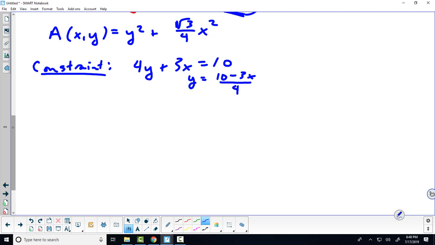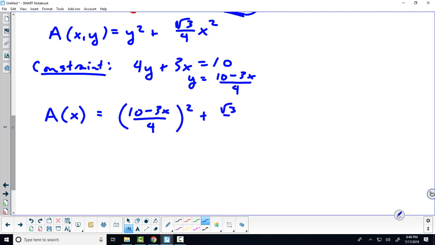Folks, do practice using the vocabulary on this. If you are good at this, it's not because you somehow know these problems better than other people. It's because you've practiced the vocabulary. You know the steps and you know what each piece is called. Okay? So, the objective function, or the max-min function, now written as a single variable, just x, would be (10 minus 3x over 4) squared plus the square root of 3 over 4 x squared.